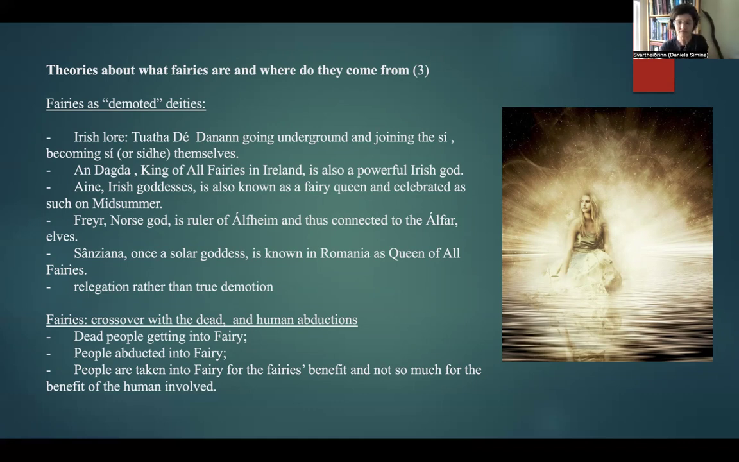As mentioned at the very beginning of this class, we're going to look at fairies across different cultures, because no culture has a monopoly on fairy beliefs. So we'll start with Irish fairy lore. In Irish lore, there are the Tuatha Dé Danann, a mythical race. They're considered to be gods.